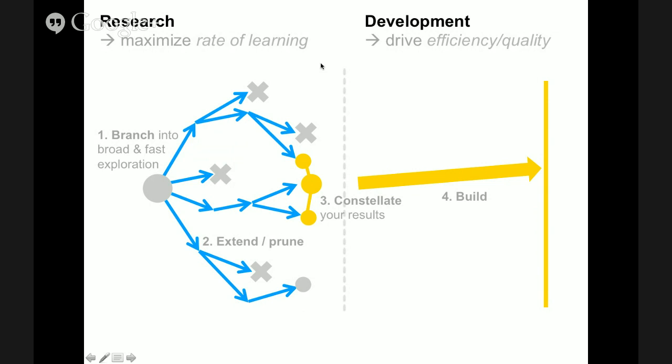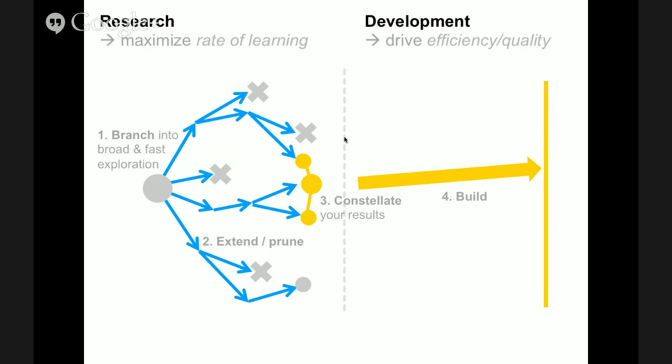So at the end of the research phase, you do a process which is called constellating, which is, instead of putting all the stars in the night sky into one picture, you pick 3 or 4 stars here and 5 stars over here and 2 stars over here and 3 stars over there to form these constellations.